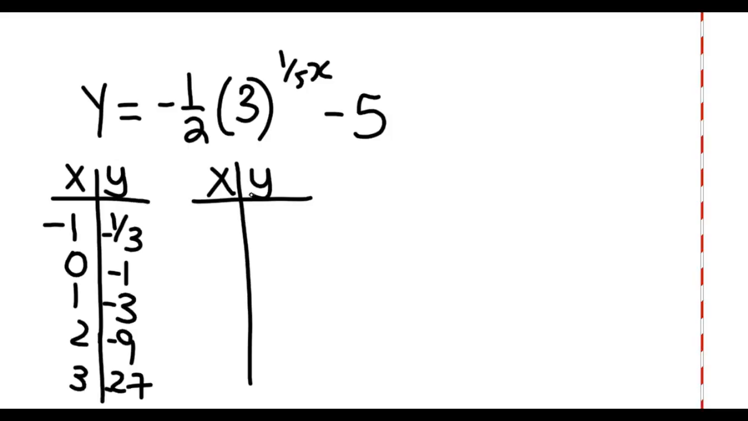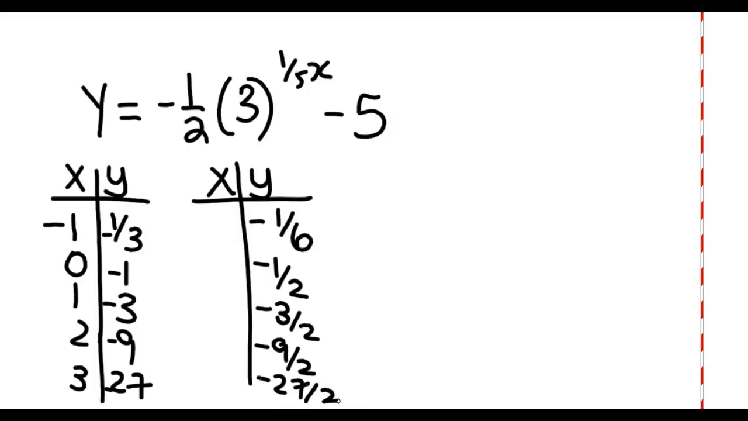Okay, so -1/3 divided by 2 is -1/6. -1 divided by 2 is -1/2. Then we have -3/2. -9/2, and you can make these as decimal points if you want instead of fractions. And then 27 divided by 2, -27/2. Okay, I just left mine as fractions.